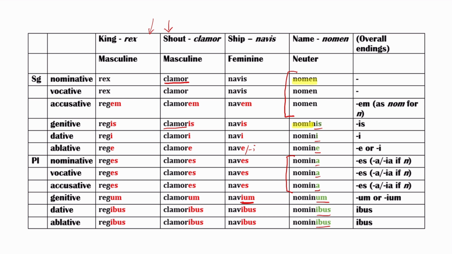So if you look in the last column, if you ever need a refresher, your overall endings are as we see them there. M, is, e or an i, and then es, or a or ia if it's neuter, and then um or ium. So when you've got that I as the alternative all the way through there, that's when we're talking about I stems, which we'll come on to now, and then ibus are your third declension endings.